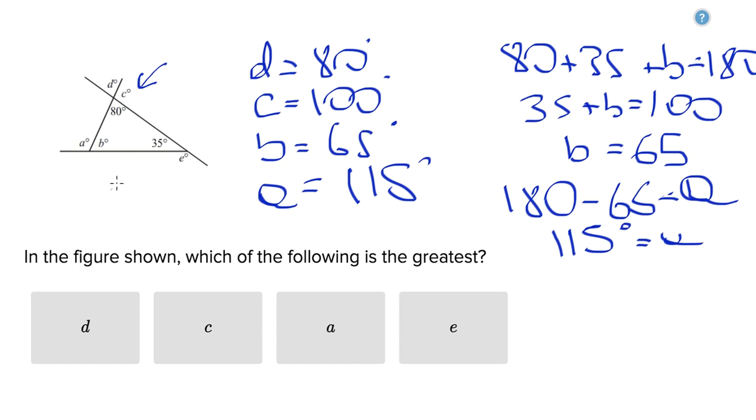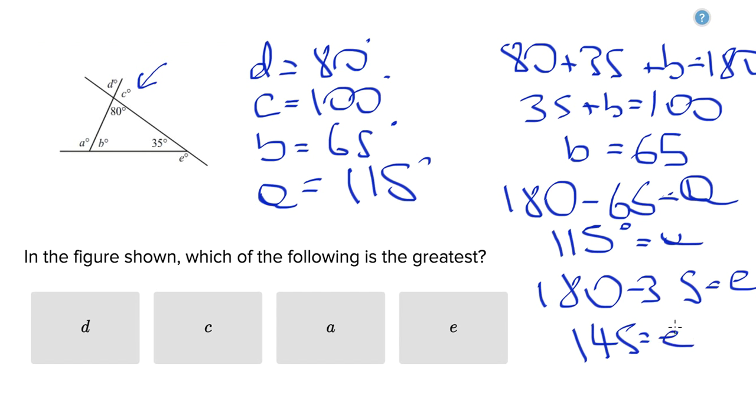The last one we have to consider is angle E. And angle E is supplementary to 35 degrees. So this time we're going to have 180 minus 35 rather than 65. And that's going to have to equal E. And for that, we would get 145 degrees. So then E equals 145.